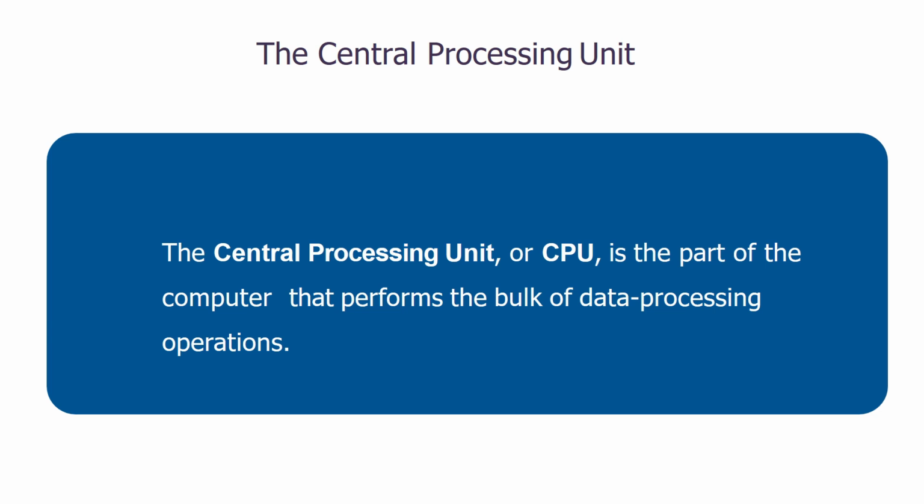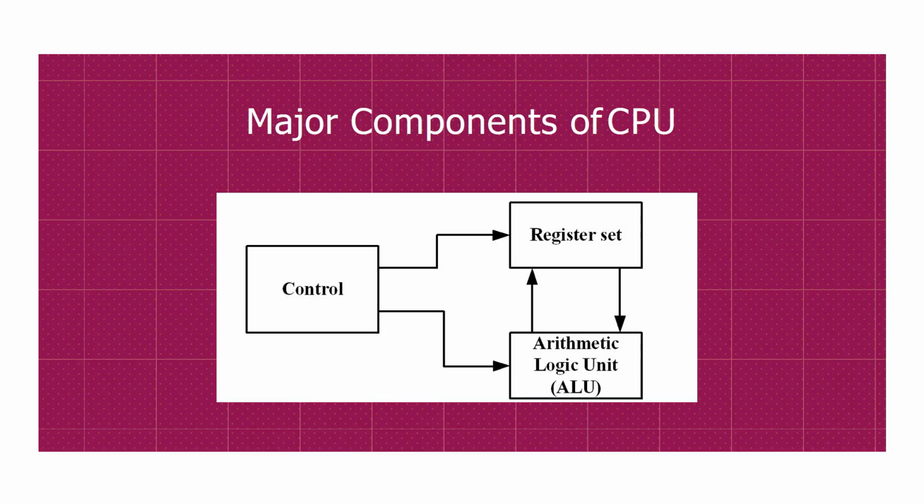What is a CPU? CPU is that part of the computer which performs all the data processing. All the operations within the computer are done by the CPU. These are the major components of a CPU. There is a control unit, there is a register set, and we have an ALU.